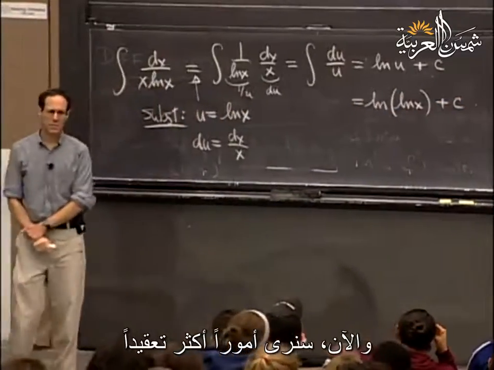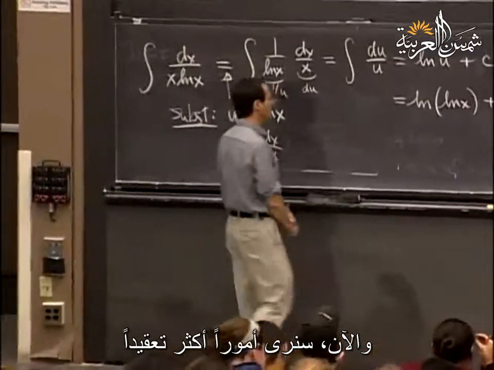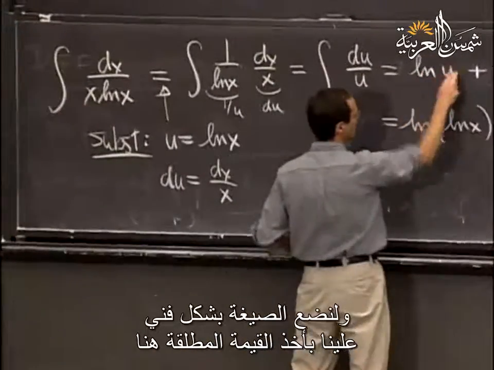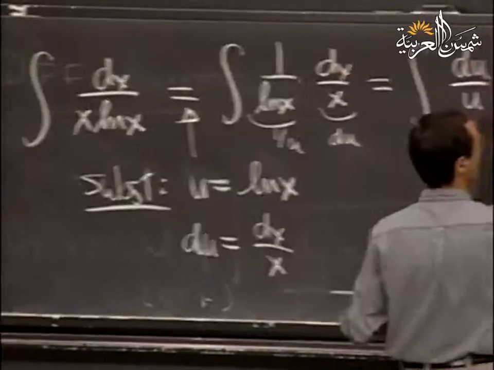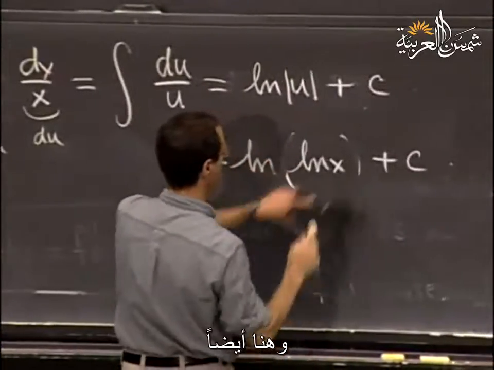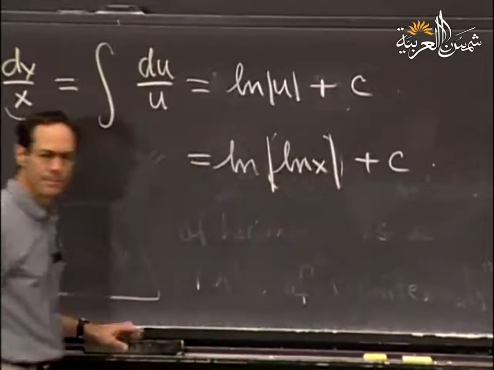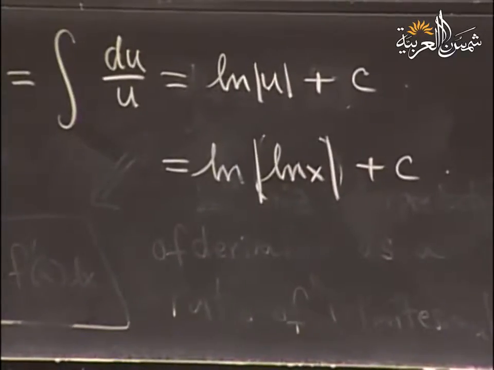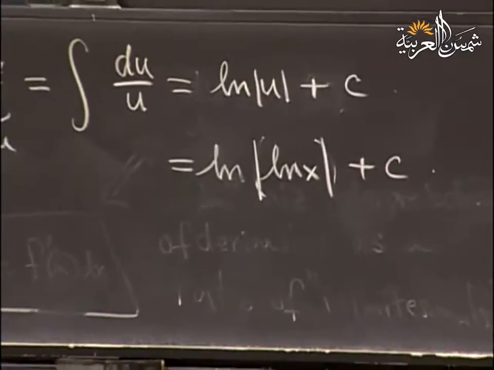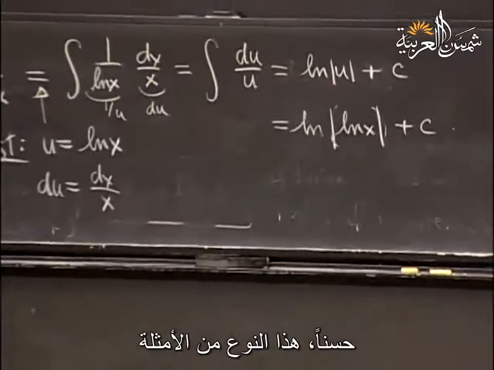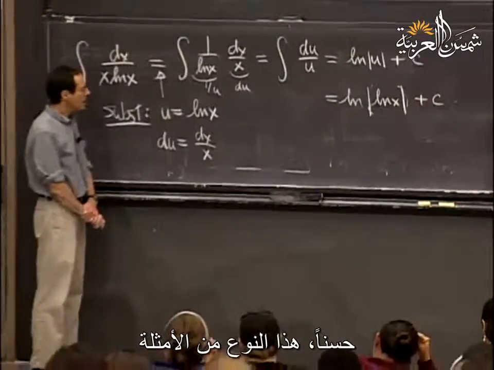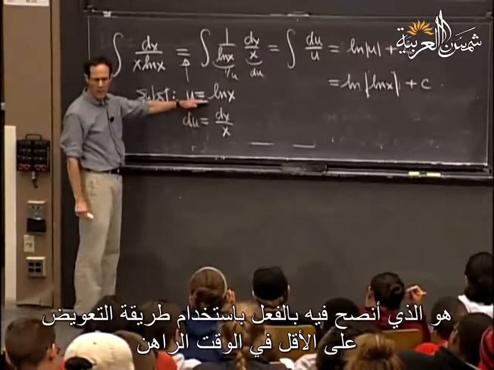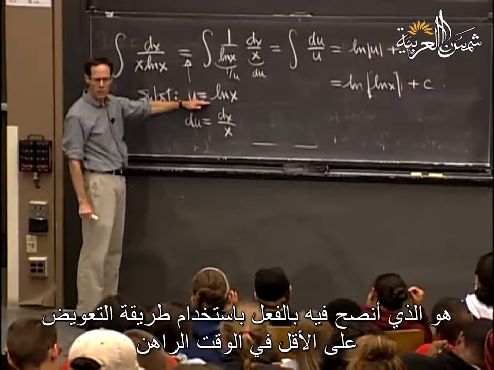And now we see some more uglier things. In fact, technically speaking, we could take the absolute value here, right? And then this would be absolute values there. All right? So this is the type of example where I really would recommend that you actually use the substitution, at least for now.